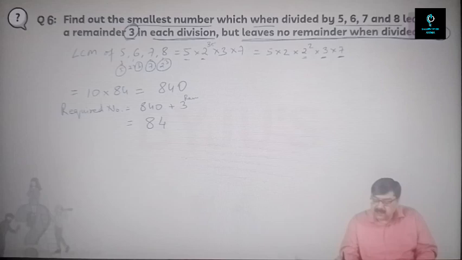But you see, is it divisible by 9? Because it should leave no remainder when divided by 9. Well, 8 plus 4 plus 3 is 15, which is not divisible by 9.